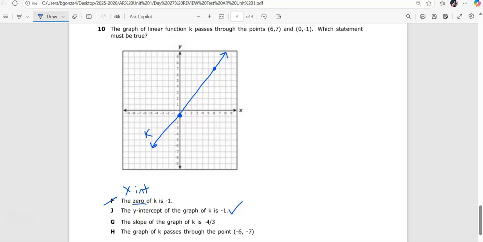So let's do the slope. 1, 2, 3, 4, 5, 6, 7, 8, over 1, 2, 3, 4, 5, 6. 8/6 is 4/3, but it's not negative. And does the graph of k pass through (-6, -7)? -6, 1, 2, 3, 4, 5, 6, 7. It looks like it could. Hmm.